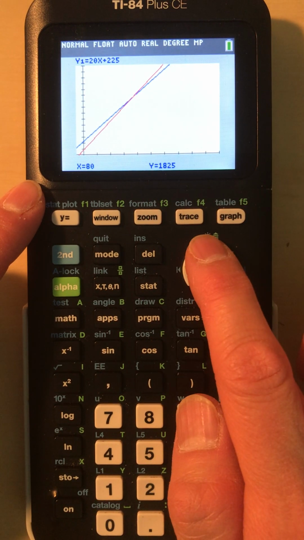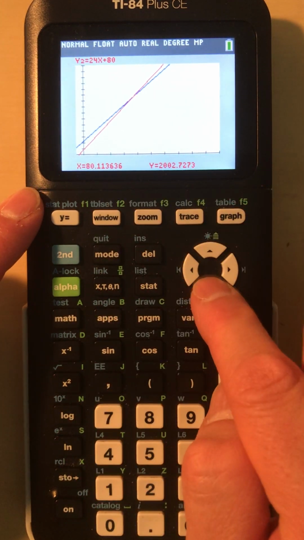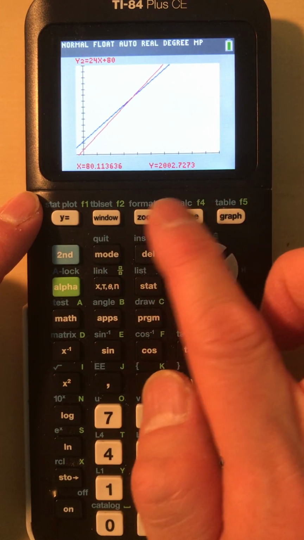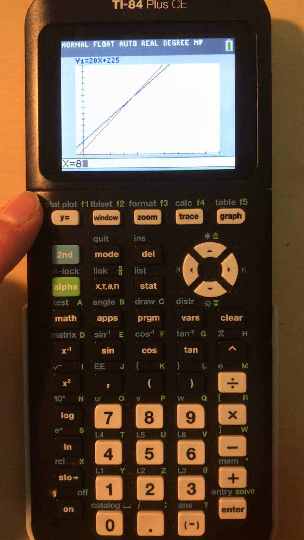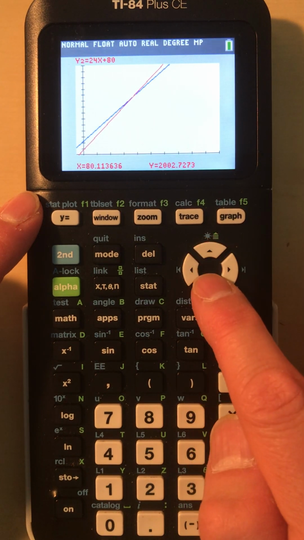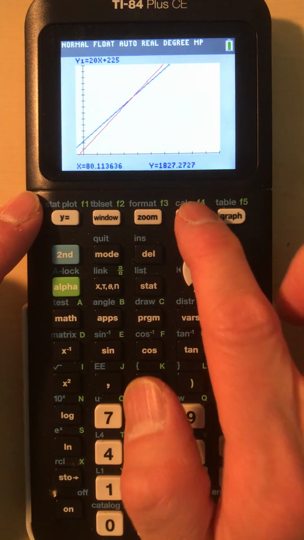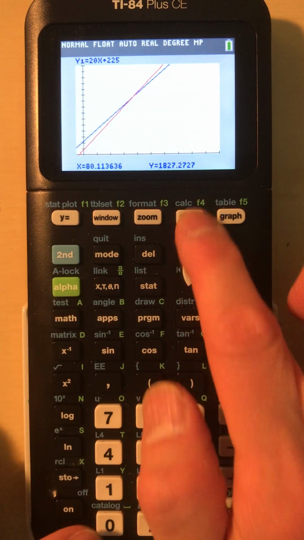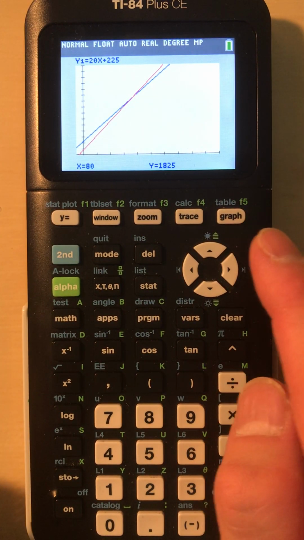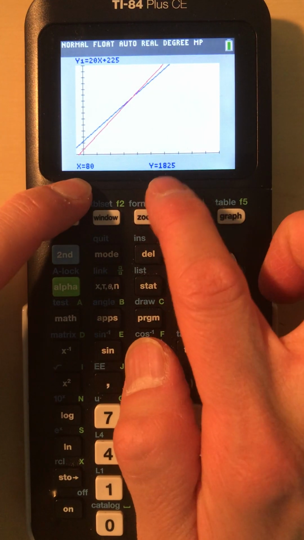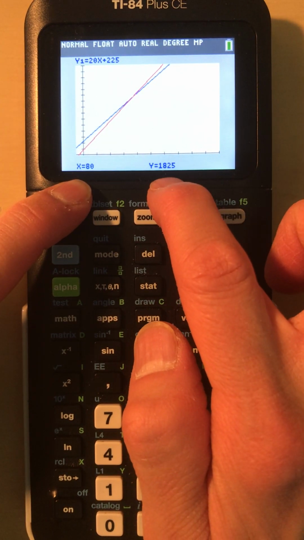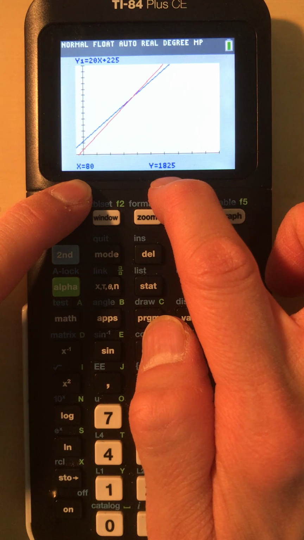If I just arrow up, oops, trace 80. Okay. Okay, let's go back. Trace 80. Okay, for the blue company A, it's $1,825.